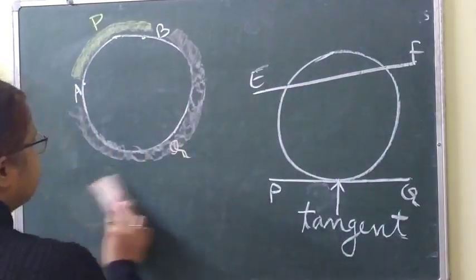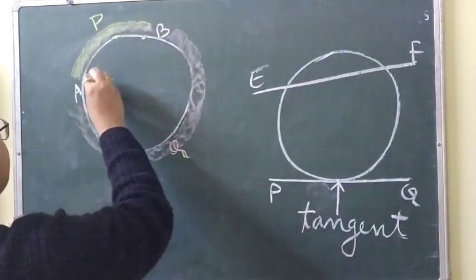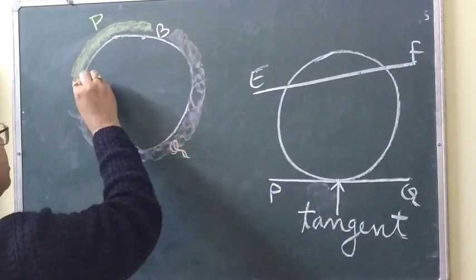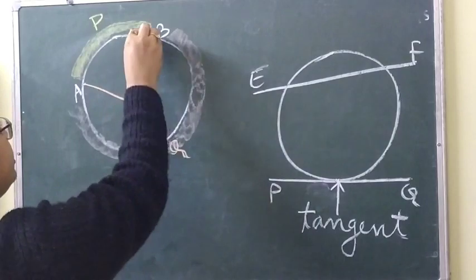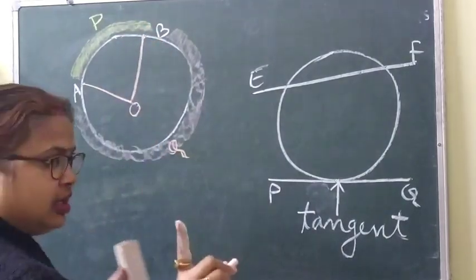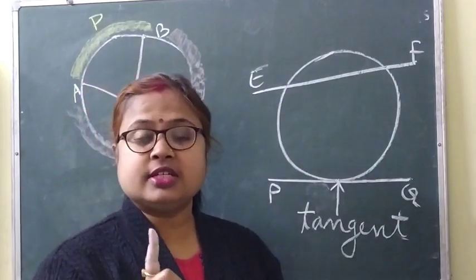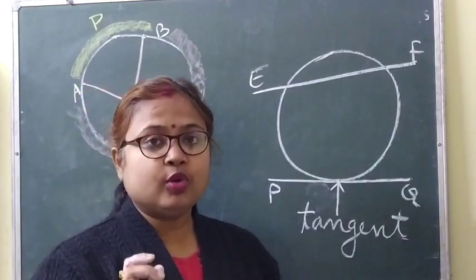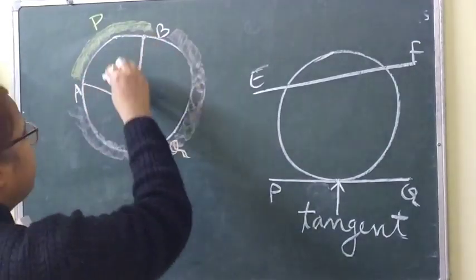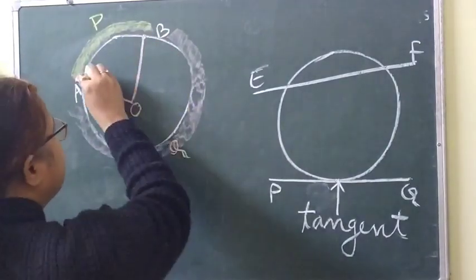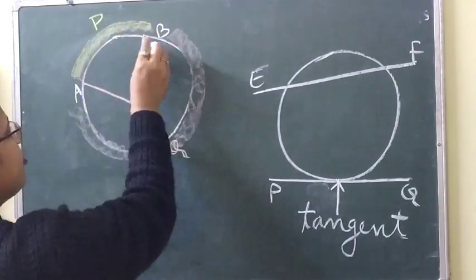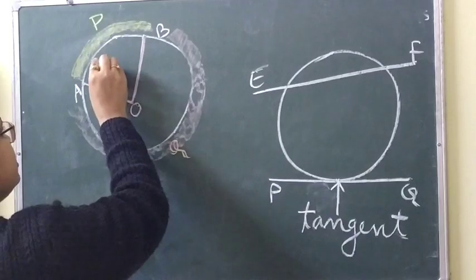Now let's discuss the sector. Clear? So what is a sector? A part of the circle that is enclosed by two radii. When we talk about one radius, then this is the radius. But what is the plural of radius? Radii. Clear? So a part of the circle which is enclosed by two radii and one arc is called a sector. Clear? So, this is a sector.